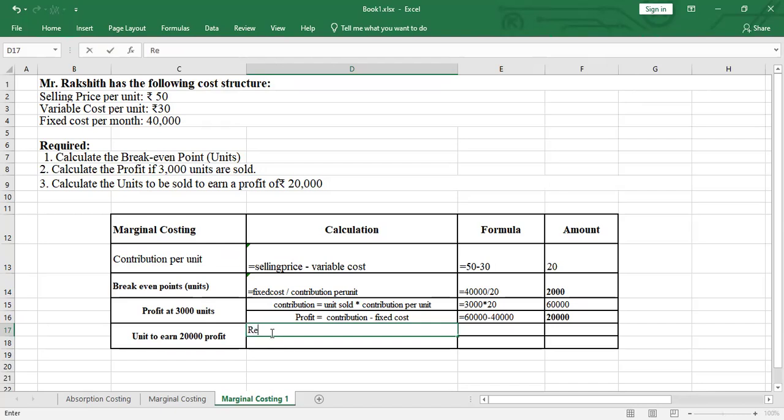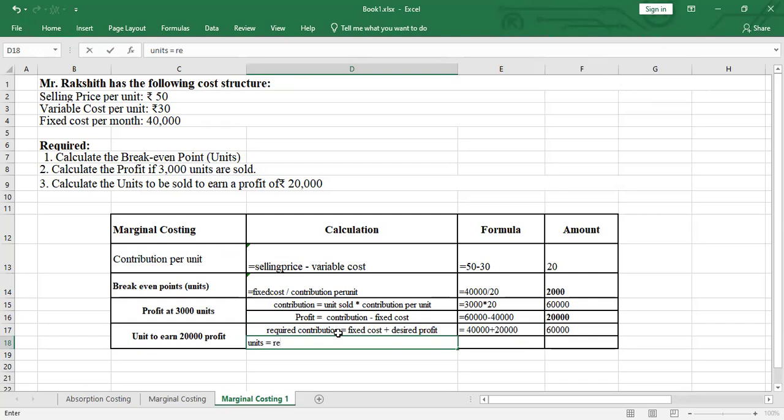Let's see, required contribution. How much contribution do you require now? Required contribution equals fixed cost plus desired profit. So here fixed cost they have given 40,000 plus desired profit. How much are we expecting? We require 20,000 rupees. So total, how much required contribution? 60,000.